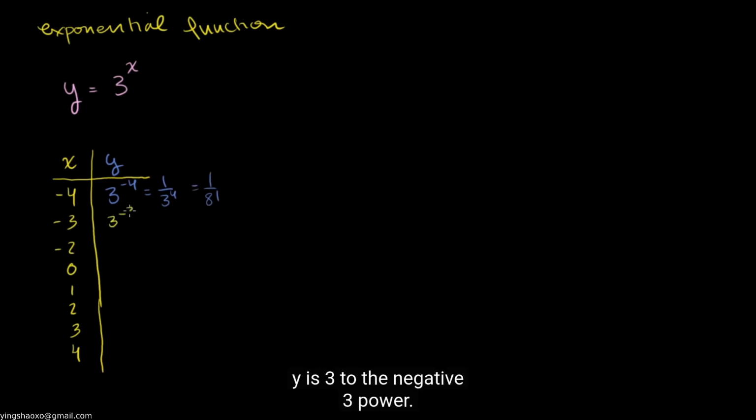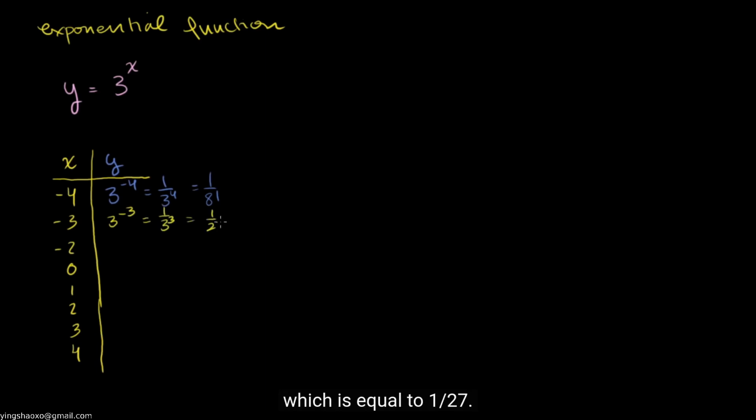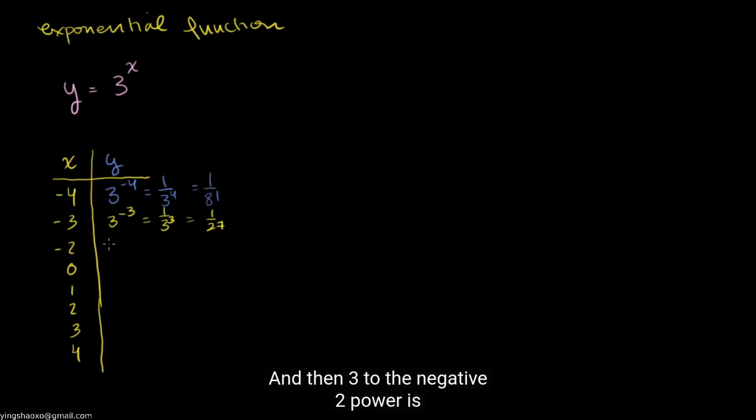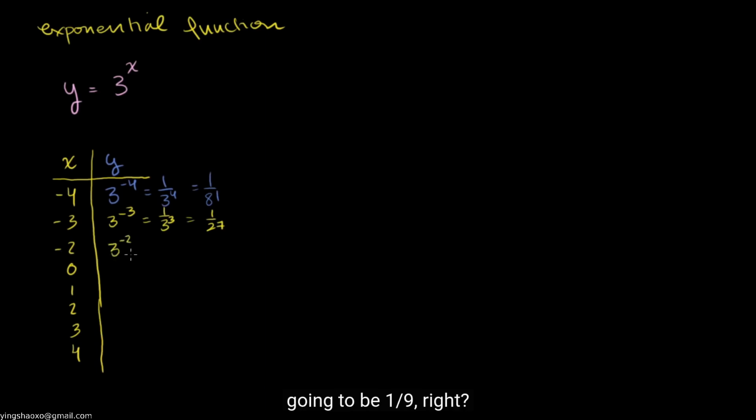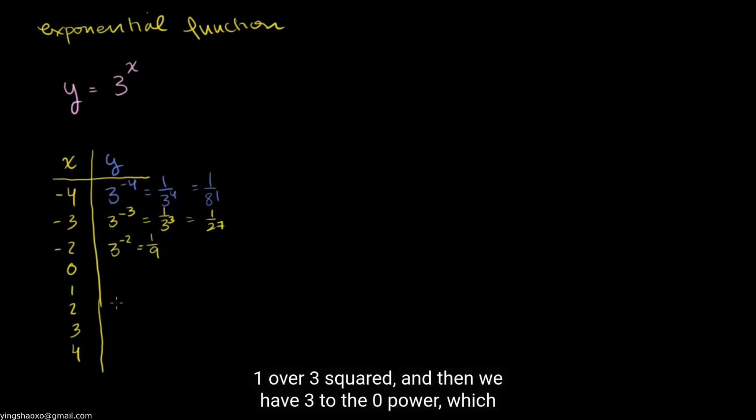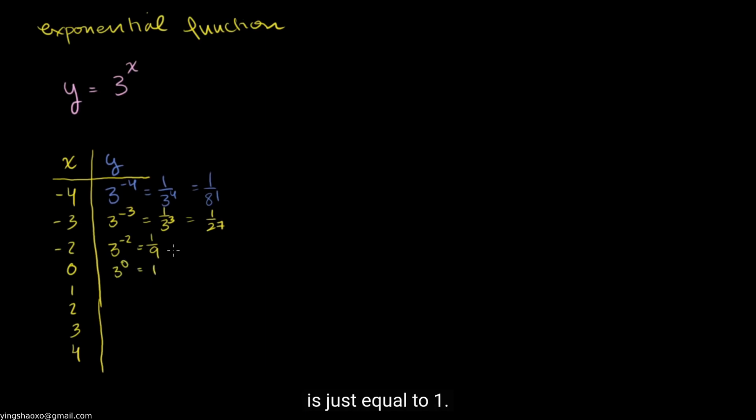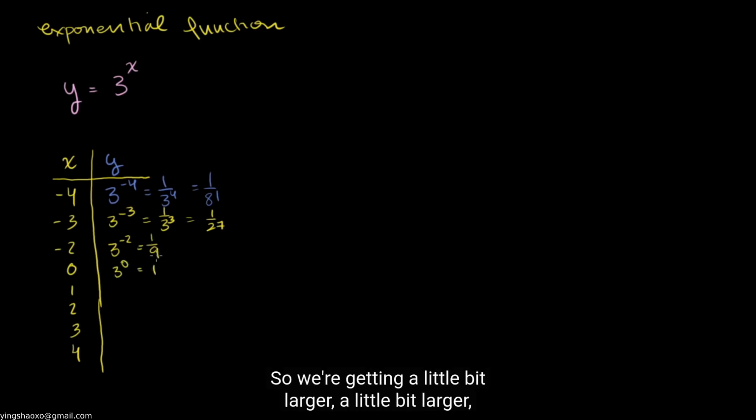Well, that's 1 over 3 to the third power, which is equal to 1 over 27. So we're going from a super small number to a less super small number. And then 3 to the -2 power is going to be 1 over 9, right? 1 over 3 squared. And then we have 3 to the 0 power, which is just equal to 1. So we're getting a little bit larger, but we're about to explode.